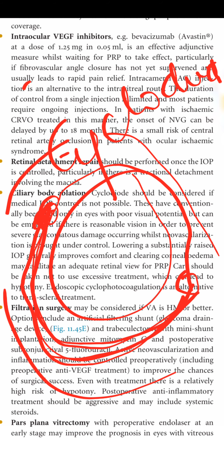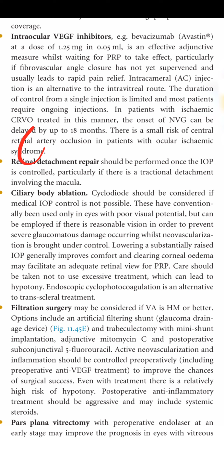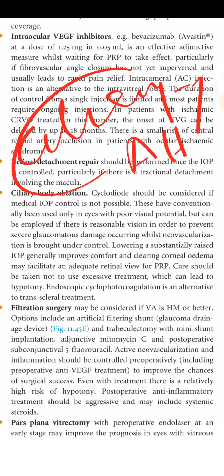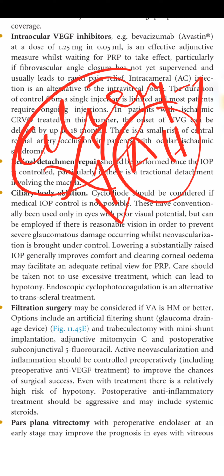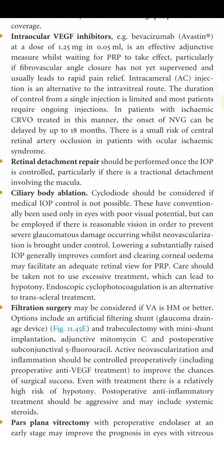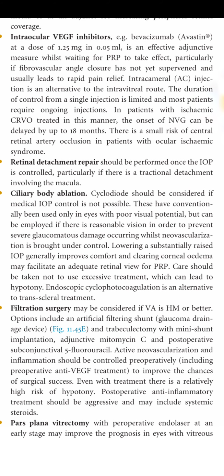So what will the ablation of the ciliary body cause? You know that the ciliary body usually produces aqueous humor. So when the ciliary body is ablated and burned out, there will be less aqueous humor production, so it will lead to a decrease in IOP. It is usually done as a last stage and when there is very poor visual potential. But it can also cause hypotony.